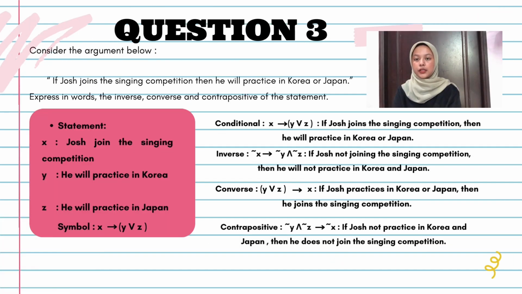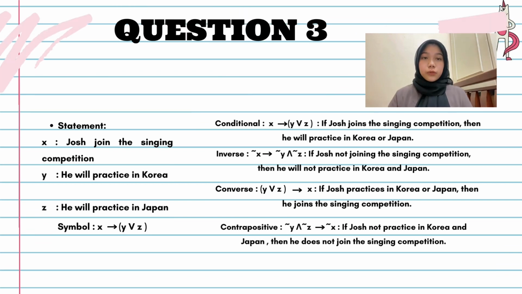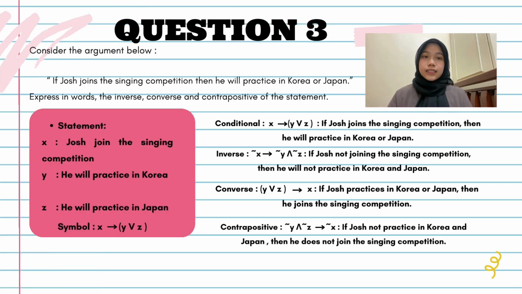For question 3, consider the argument below. If Josh joined a singing competition, then he will practice in Korea or Japan. Express in words the inverse, converse, and contrapositive of the statement. X is Josh joined the singing competition. Y is he will practice in Korea. Z is he will practice in Japan. For the symbols, we denote X implies Y or Z. The conditional statement is X implies Y or Z: if Josh joins the singing competition, then he will practice in Korea or Japan.